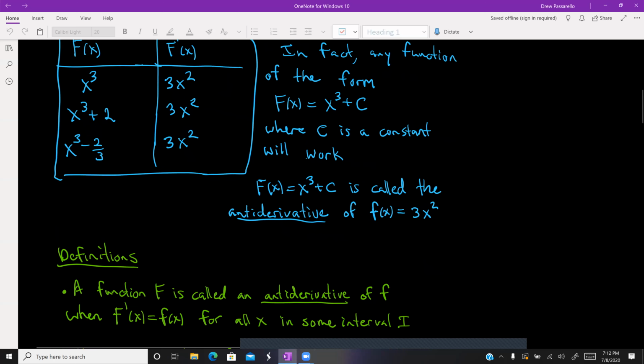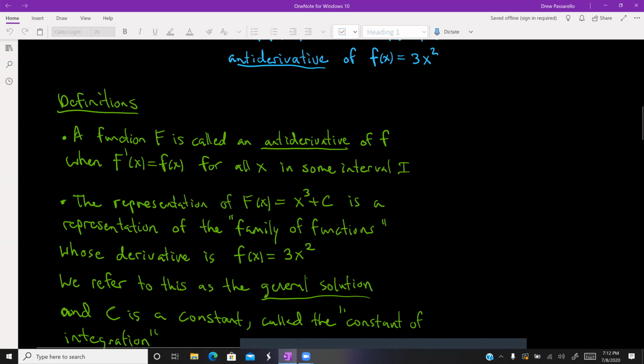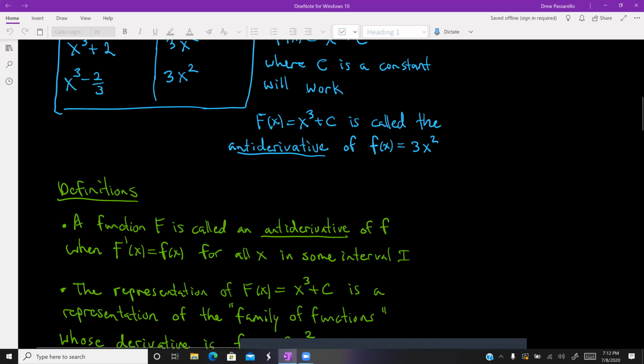And so now I'm just going into the definitions. A function capital F is called the antiderivative of some function lowercase f when the derivative capital F prime of x equals that function f of x for all x on some interval I. All right, so for our example, we had lowercase f of x being 3x squared. That's the same as having capital F prime of x give us the same thing, 3x squared.